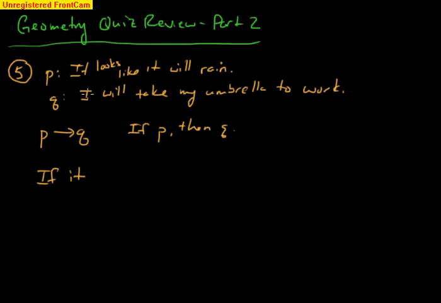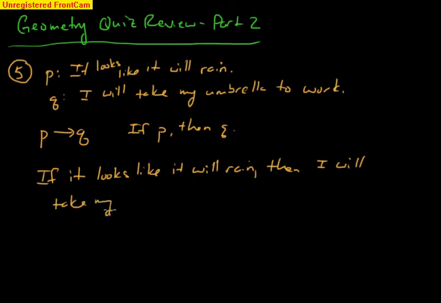So that's statement P. So if it looks like it will rain, then Q. Well, what is Q? Then I will take my umbrella to work. Okay, so we have written the symbolic statement, if P then Q, as if it looks like it will rain, then I will take my umbrella to work, just from the P and Q I gave you above. Okay? Alright. So just understanding what the symbols mean.